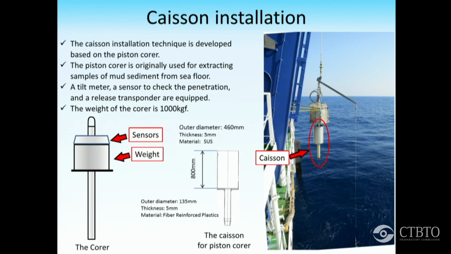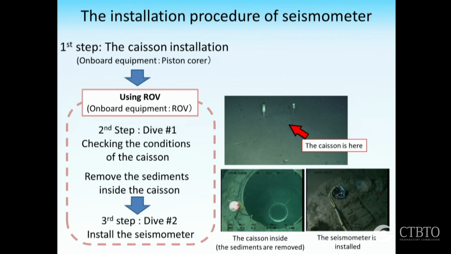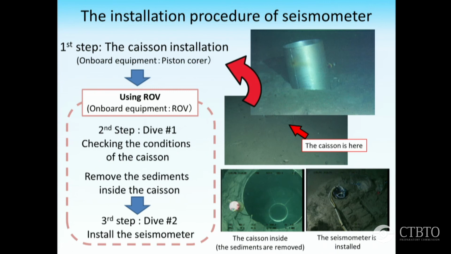We used the caisson here, and it is not so easy to install the caisson in the seafloor. So this is the installation procedure of the seismometers. Yes, this is a caisson in here. But not easy, but sometimes we have to. How to do this one?